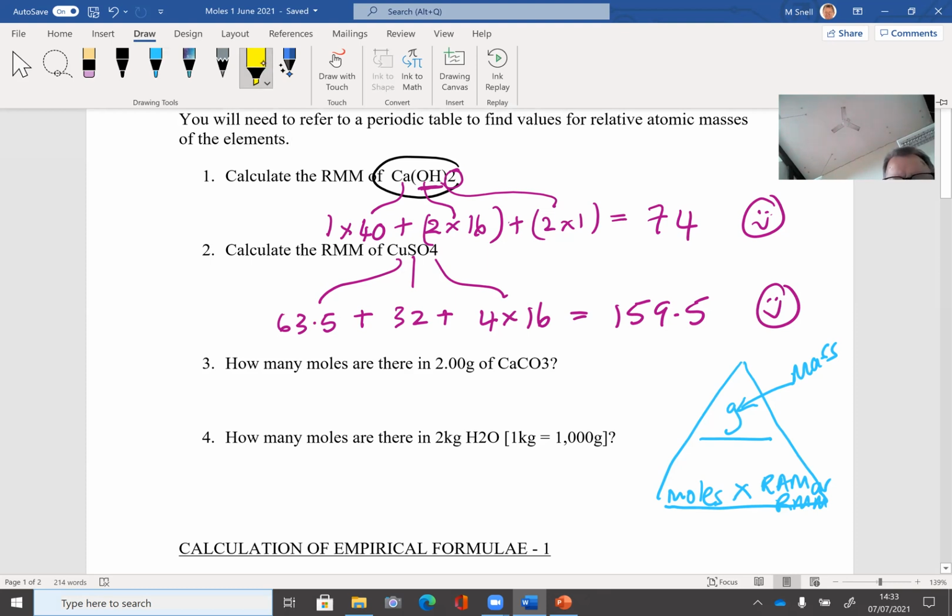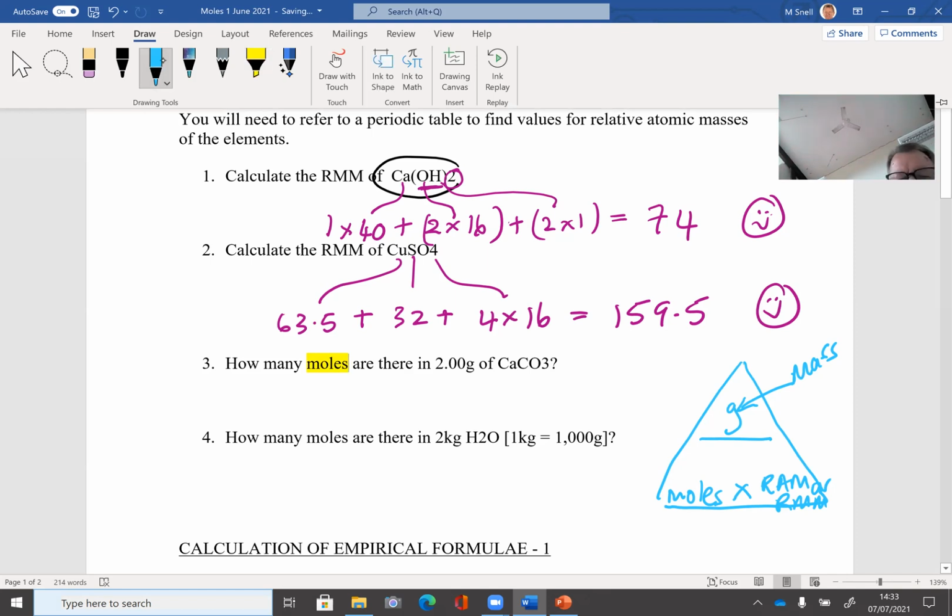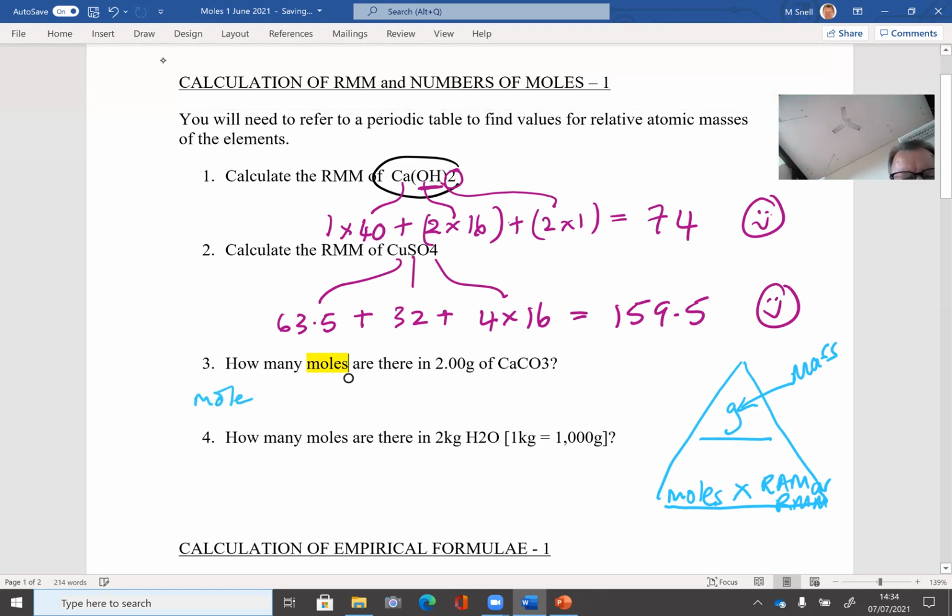So in my question here, it says how many moles. So I'm going to use moles here. And I would show the examiner that I know how to do it. I would write moles equals grams over RMM. It's an M because it's CaCO3. And that is 2.00 grams, no rounding, over, and when I add this up, it is 100. And 2 over 100 is 0.02 moles.